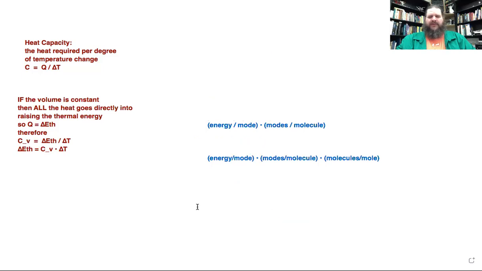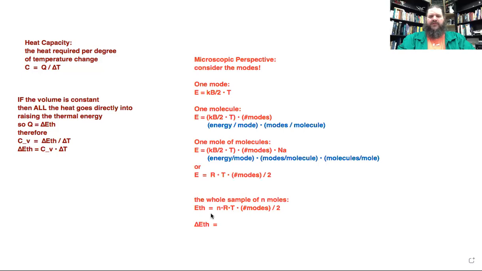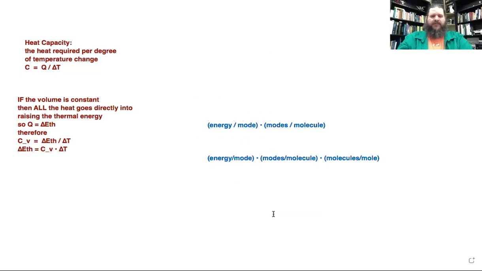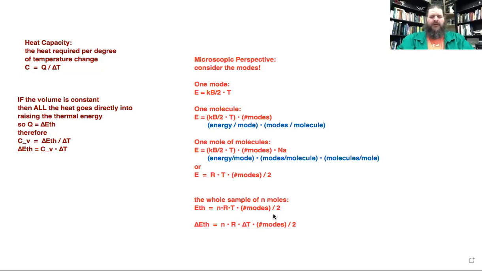And as usual, we often don't care about how much energy there is. What we really care about is the change in energy. So if we apply a delta to both sides, what's the only part of the right side that we would expect to be changing? Yeah, probably the temperature. So that means everything else is a constant and can be factored out. We just get n times R times delta T times number of modes over 2. So we can use this as a formula for how much the thermal energy changes.